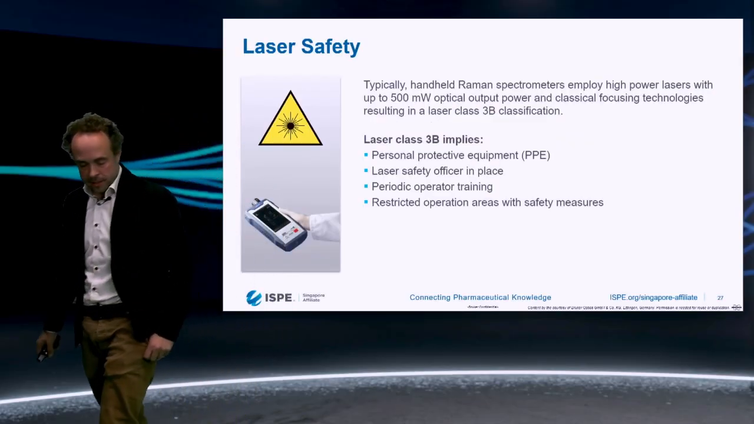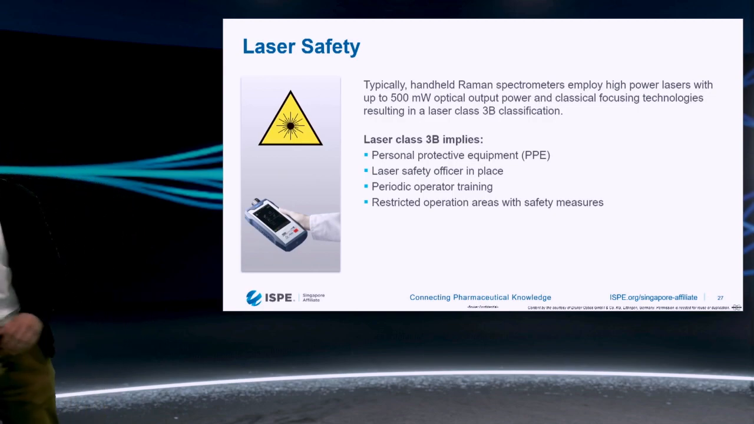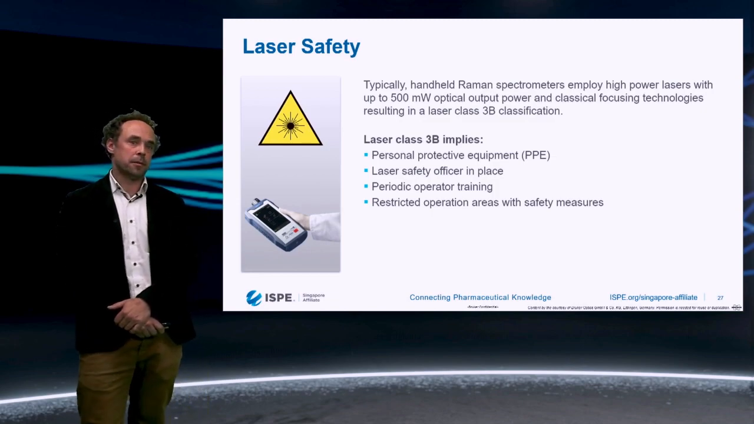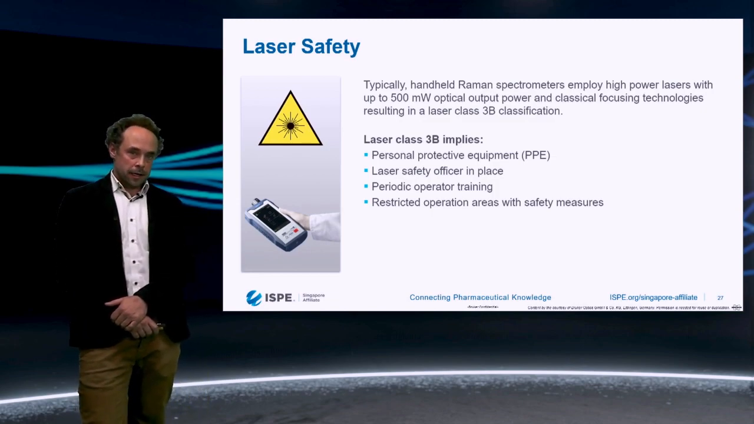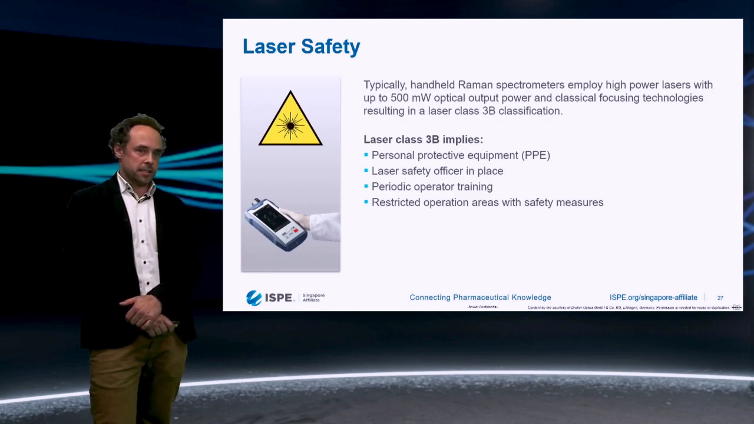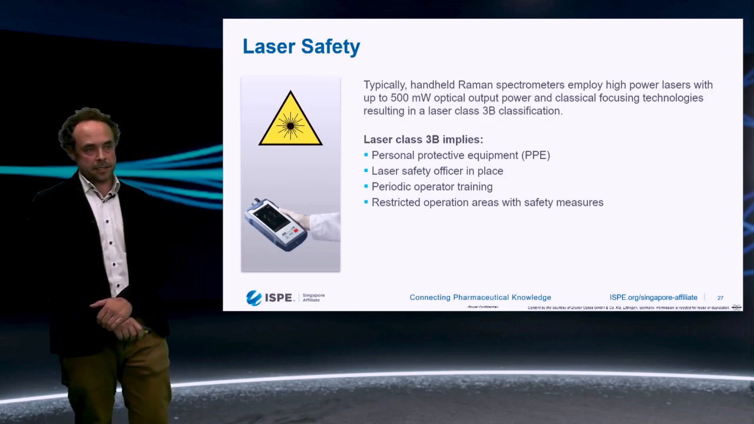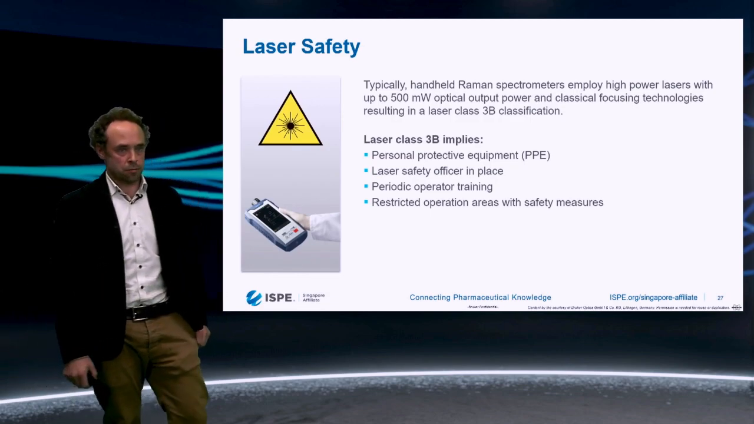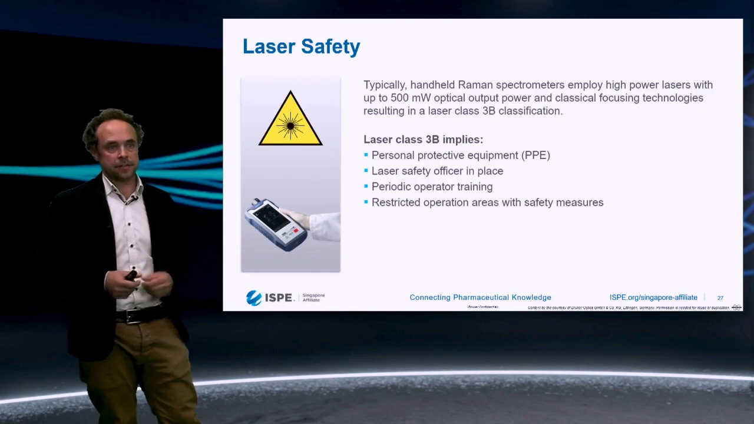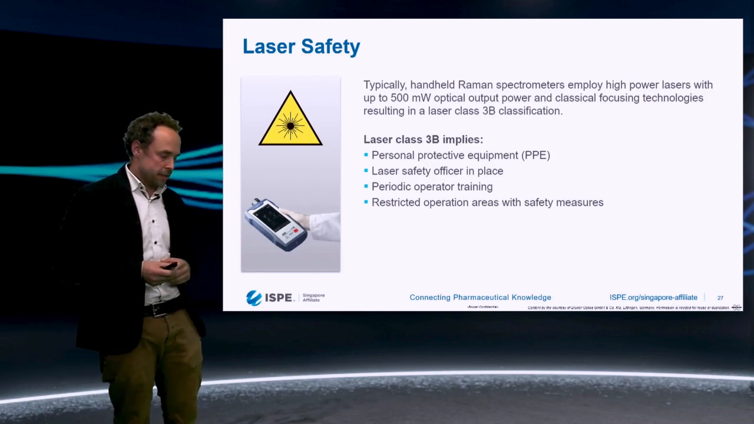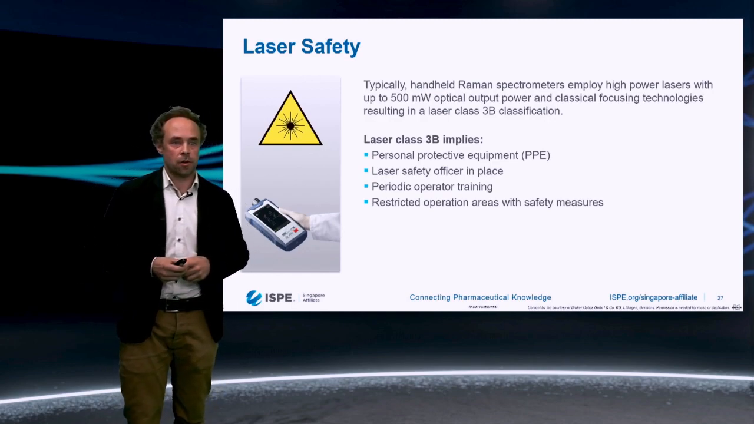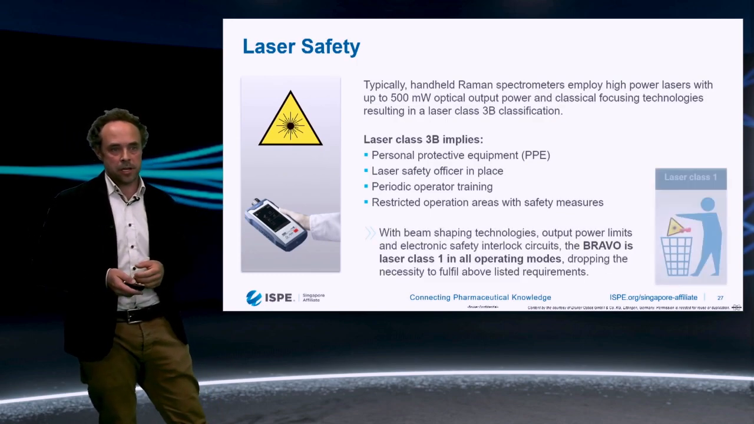As well, a topic is laser safety. Typically, handheld spectrometers use lasers with up to 500 milliwatt optical output power, classical focusing technologies, and this usually results in a laser class 3B classification. So this implies, for example, personal protective equipment like laser safety glasses. There needs to be a laser safety officer in place in the company. The operators need to receive periodic training. There might even be restrictions for areas for operations with safety measures.